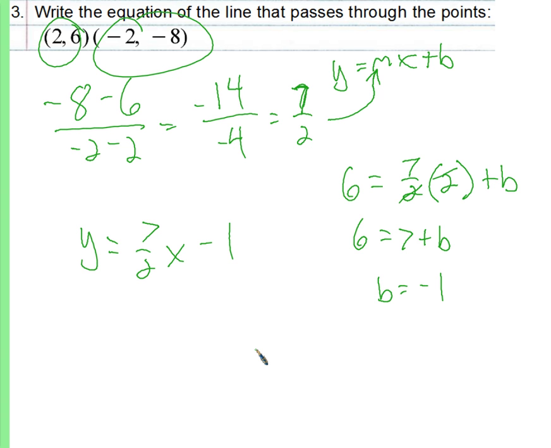Colin, does that make sense? You said that was the part you didn't know. You good now? So the y you pick is the y, obviously, and then the x out of the same point. Okay.